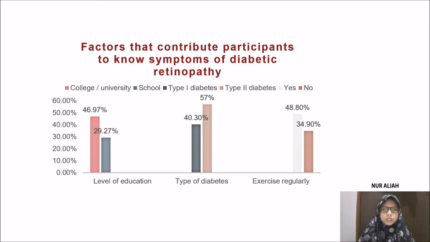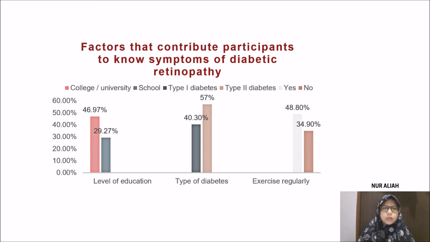For type of diabetes, we can see that the prevalence for participants that have type 1 diabetes is higher than type 2 diabetes. Participants that have type 1 diabetes, which they get by hereditary, may gain awareness of diabetic retinopathy from their surroundings, like their parents.